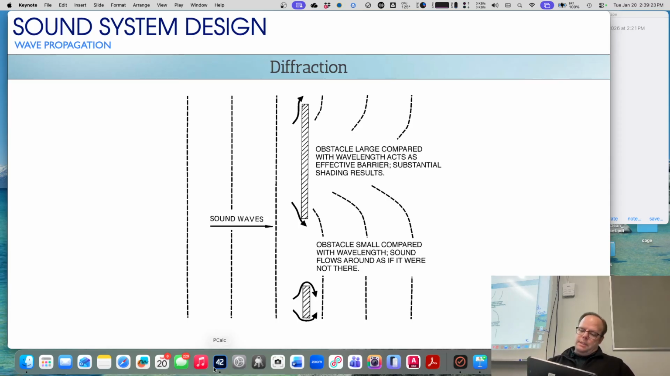So it'll get around it, but there's going to be an area where there's a bit of a hole. If you stood right on the other side of that wall, you would not hear a whole lot of that frequency, because it's having a hard time getting around. It gets around eventually, but you have this sort of shading that happens.